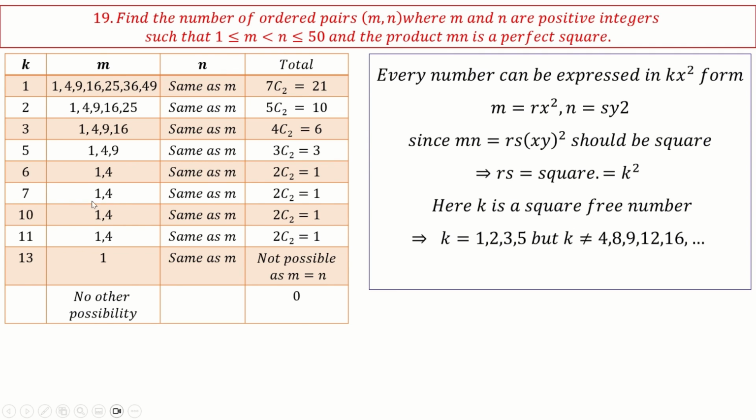If I take the next one, which is 9, 9 into 7 is 63, more than 50. So I cannot. So up to 11 I can count. Then after 13, there is only one possibility, which is 1. And with 1, it is not possible because m would equal n. I cannot take m equal to n, right? m is less than n, so both cannot be the same number. So up to 11 I can count, and after that there is no other possibility because it will be the same as 13. So how many total are there? 21 plus 10 plus 6 plus 3 plus 4. That is 44 possibilities.